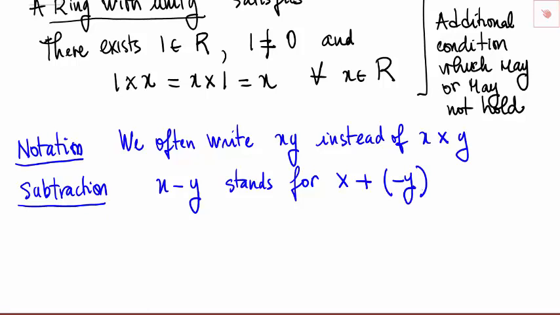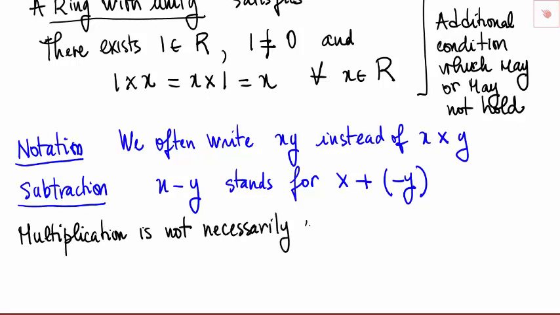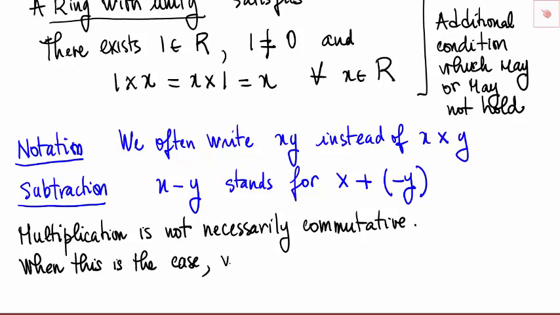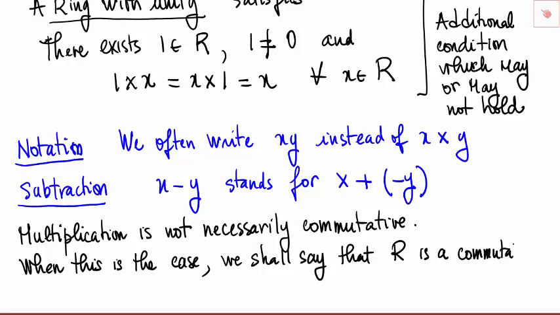It is also important here to clarify that the multiplication is not necessarily commutative. And when this is the case, we shall say that R is a commutative ring. Okay, so when the second operation is commutative, we'll say that R is a commutative ring.